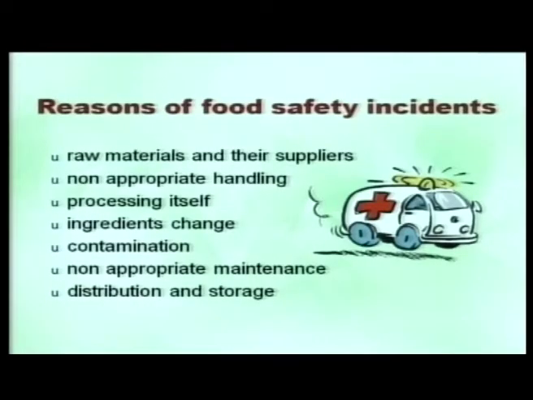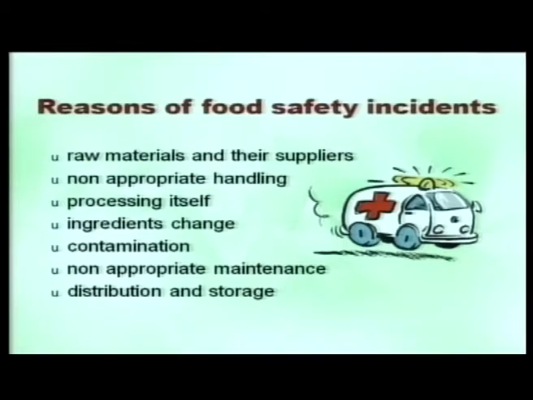There can be several reasons for failures in food safety, which lead to food safety incidents. There can be failure at the stage of the raw material and its suppliers. There can be failure because of inappropriate handling of the product, whether at the raw material stage, the finished product stage, in between the processing stages, or even at the storage stage. So you can imagine, if there are abuses in the cold chain, or temperature abuses, this will lead to spoilage of the product.